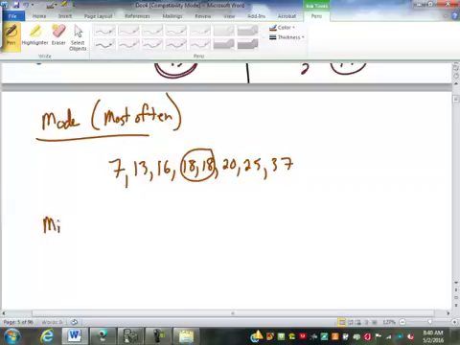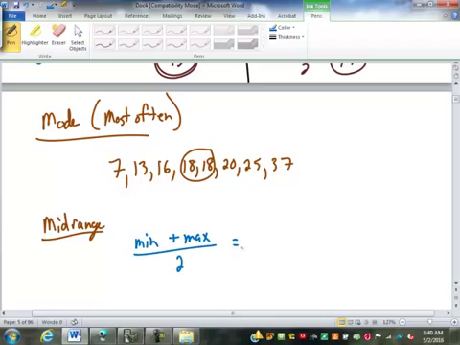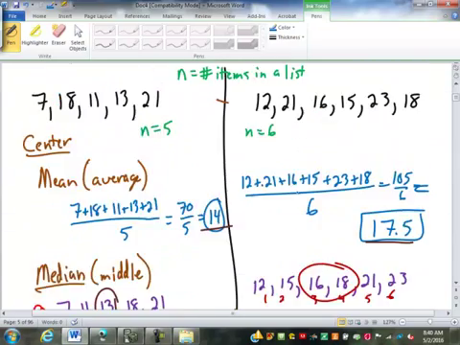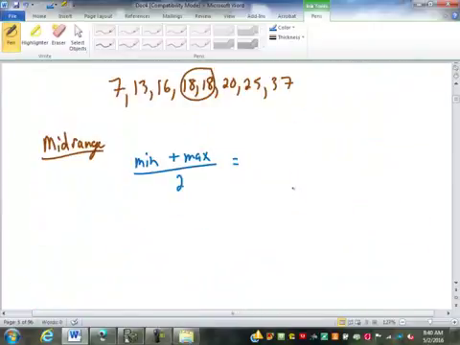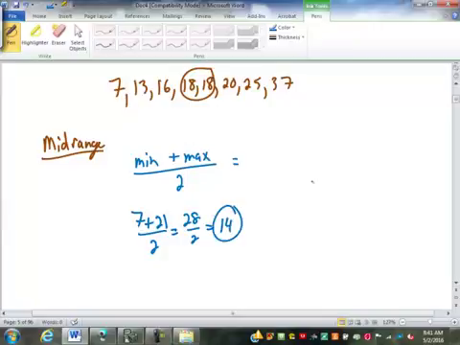Next, there's something called the mid-range. The mid-range is found by taking the minimum, which is the smallest number, and the maximum, which is the largest number, adding them together and dividing by 2. For our first set here, we have 7 and 21. So 7 plus 21 divided by 2. Well, 7 plus 21 is 28. Divided by 2 is 14. Again, right along with our mean and our median.